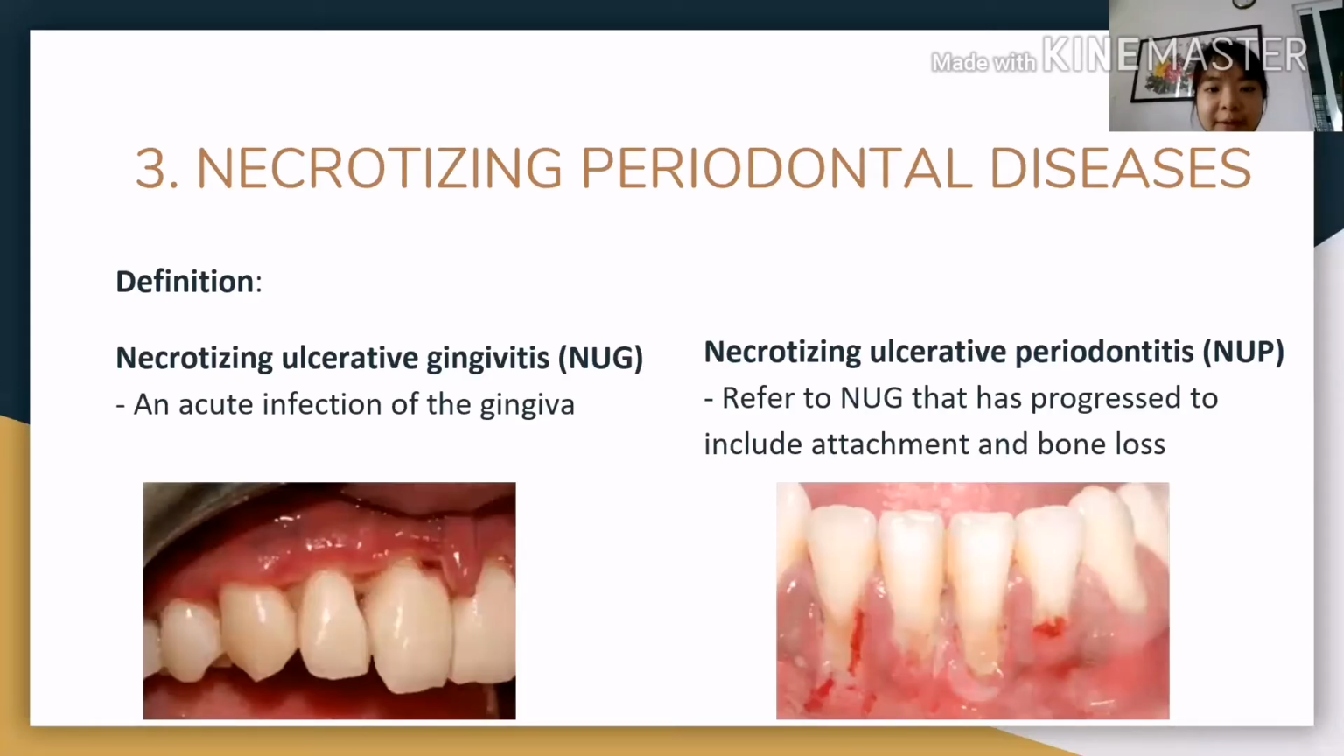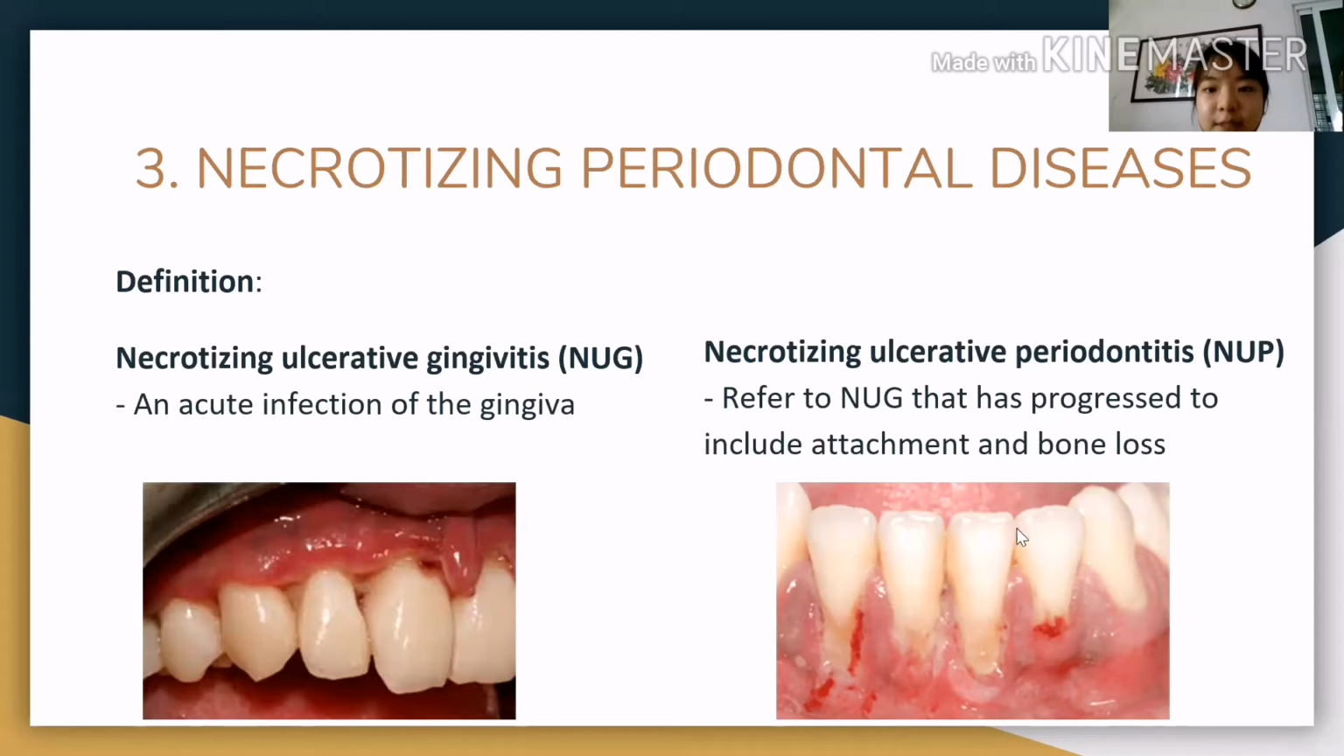Good morning, Doctor and my fellow friends. I'm Chong Shui. I'll be continuing with necrotizing periodontal disease. Basically, there are two types. Necrotizing ulcerative gingivitis is an acute infection of only the gingiva with sudden onset, whereas necrotizing ulcerative periodontitis refers to necrotizing ulcerative gingivitis that has further progressed.